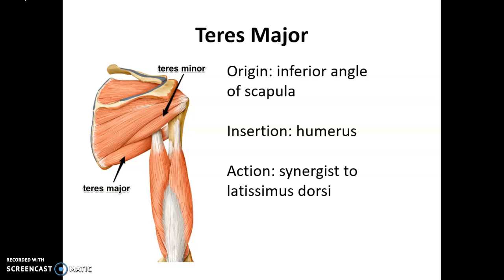Next, there is a tiny muscle called teres major, which is shown by the black arrow here. Again, there are two teres muscles. We have a teres major and a teres minor. Major is inferiorly located and minor is superiorly located. Teres major originates from the inferior angle of the scapula and also inserts into the humerus. It works together with latissimus dorsi, so it also functions as a hugging muscle.